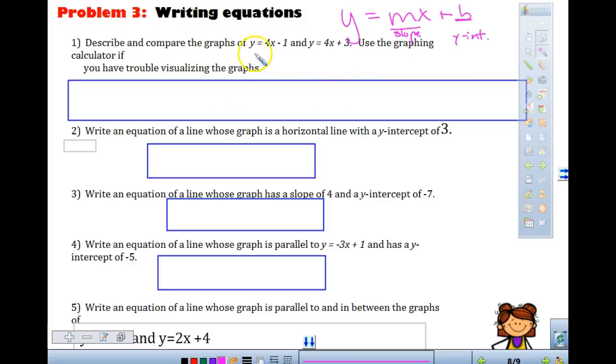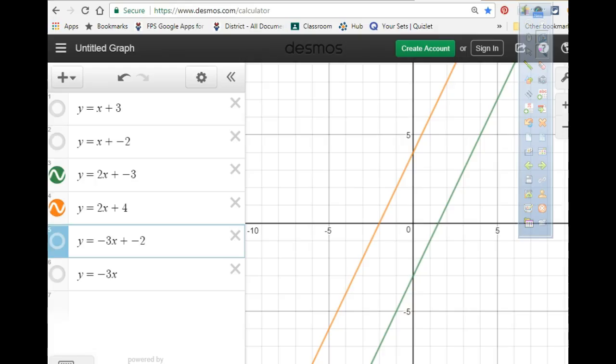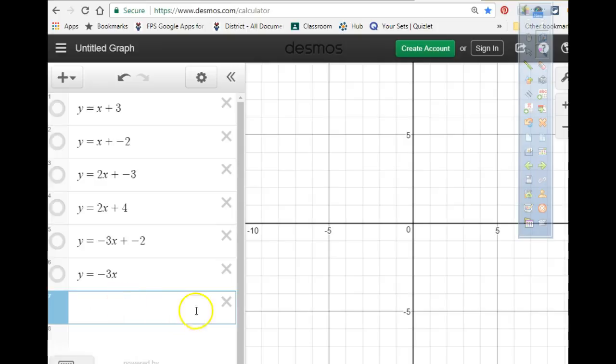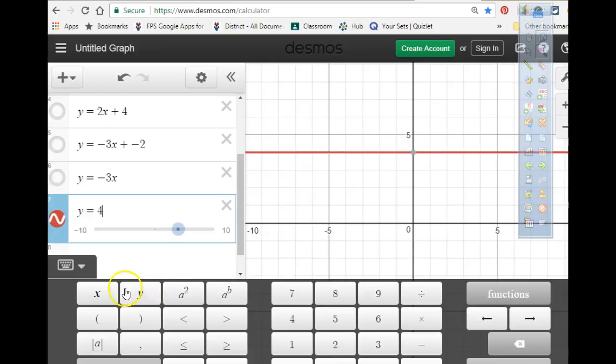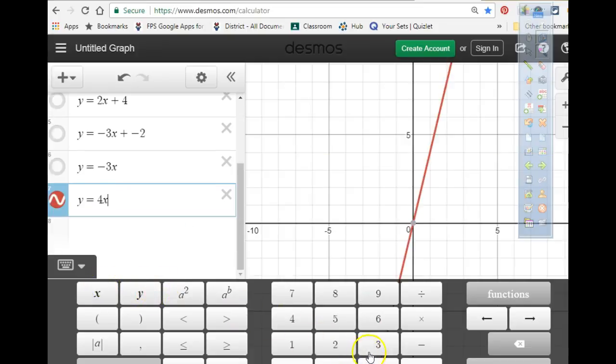On this last page, right by problem 3, it says describe and compare the graph of y equals 4x minus 1 and y equals 4x plus 3. Use the graphing calculator if you have trouble visualizing. So what you could do is put in 2 more equations, right? You would put in y equals, what would our new one be? y equals 4x minus 1. So put that equation in.